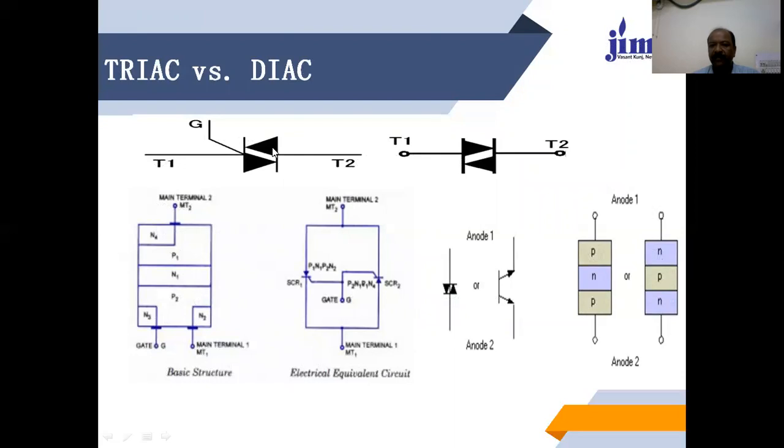The SCR is also a three-terminal device, but the difference between the SCR and the triac is that the SCR operates in one direction only, while the triac operates in both directions, for the positive half and for the negative half. So it works as a positive and negative controller. And the diode is a device which has only two terminals.